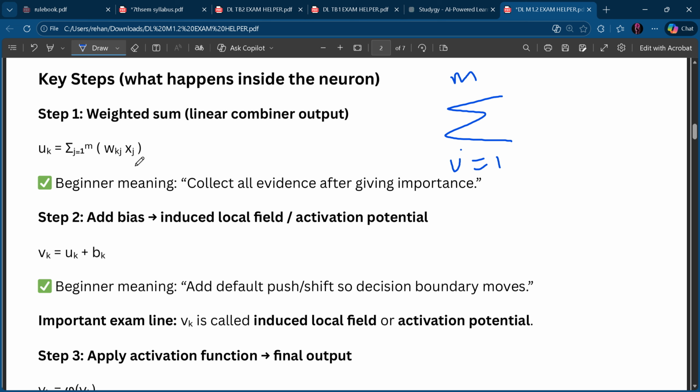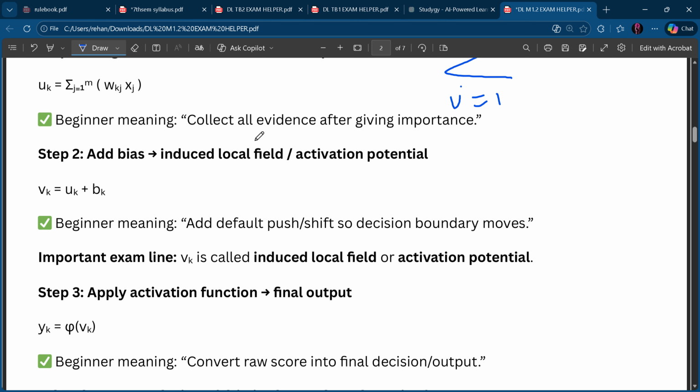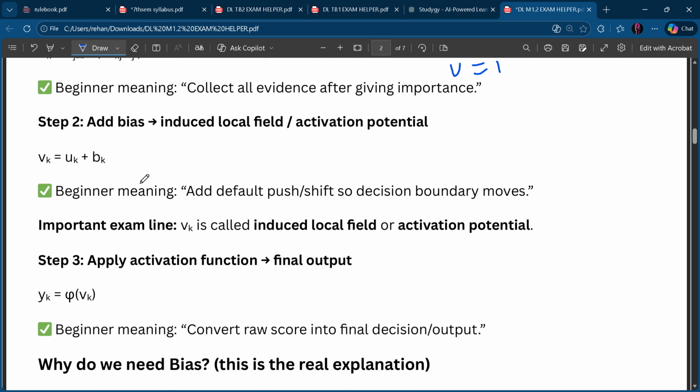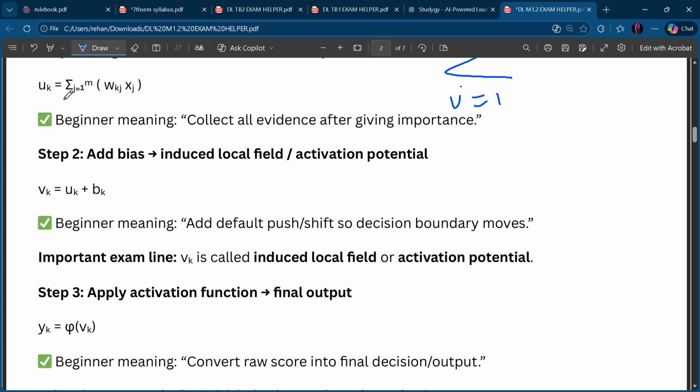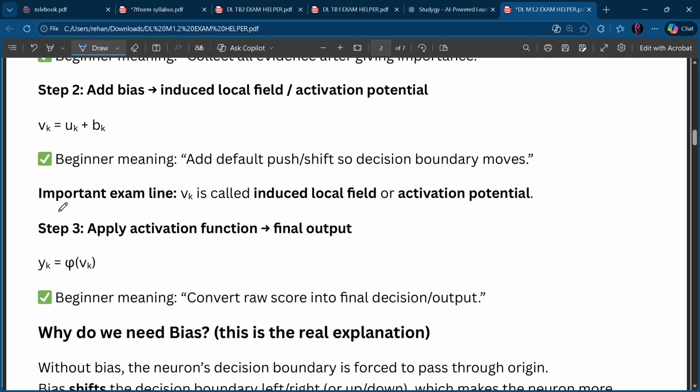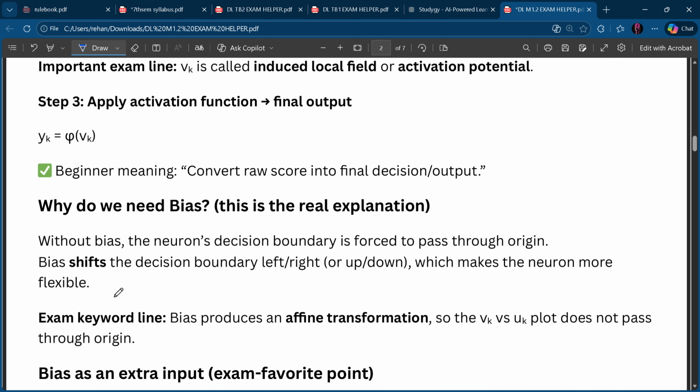You can actually take it as m as well. So they have been multiplied, and then we collect all the evidence after giving importance. Then we add, and we get uk. So uk equals this. Now we add bias to this uk, and that becomes vk. And then the activation function. So the output equals the activation function of this vk. This is sent over here.